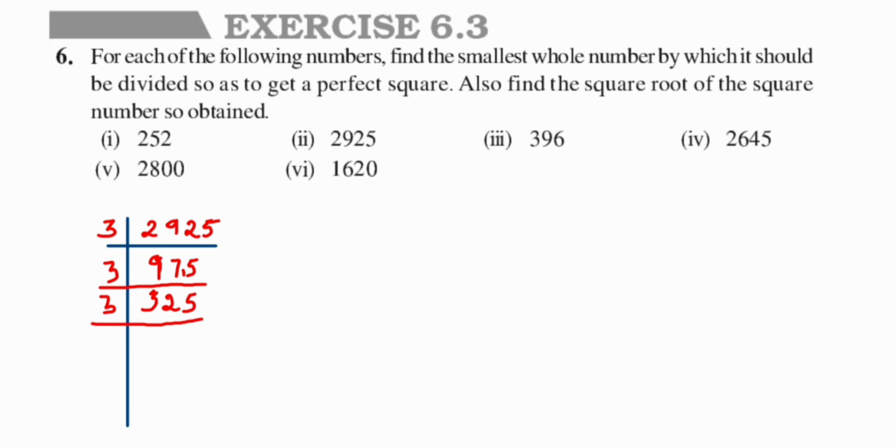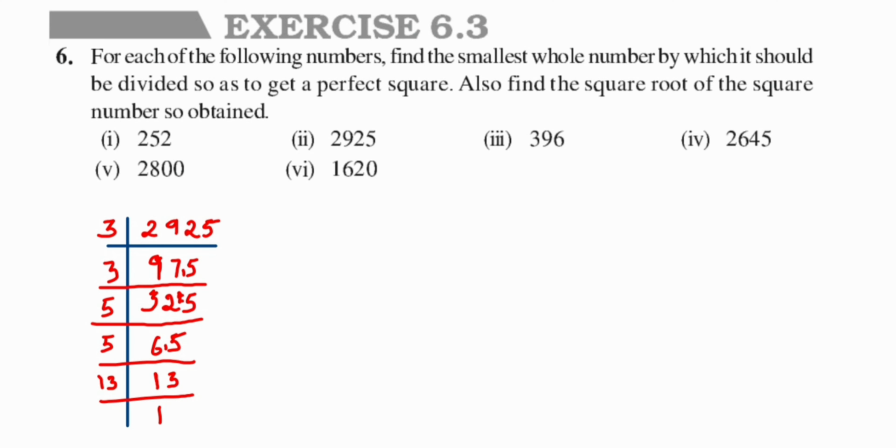Again, I'm going to try with 3. It is not divisible by 3. We have to go with 5 here. 5 sixes are 30, 2 is left, so it's 25. 5 fives are 25. So I'll get 65 here. Now 65 is again divisible by 5. 5 thirteens are 65. Now 13 is a prime number. It doesn't go in any table. So 13 ones are 13.